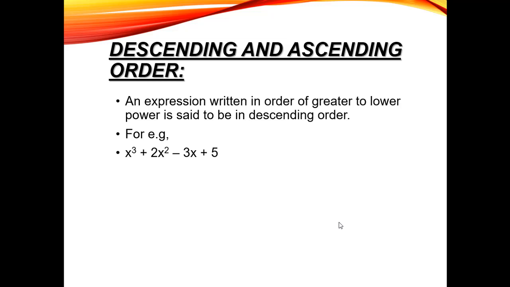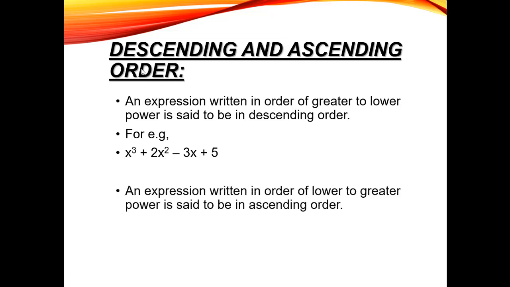It's a polynomial containing 4 terms: x cube plus 2x square minus 3x plus 5. With respect to x, the terms are written in the descending order because the greater power is taken in the beginning, then the lesser power 2, then the lesser power 1, and then only the number that doesn't have any variable. Whenever you write the expression in a way that the powers move from greater to lower, it is known as the descending order.